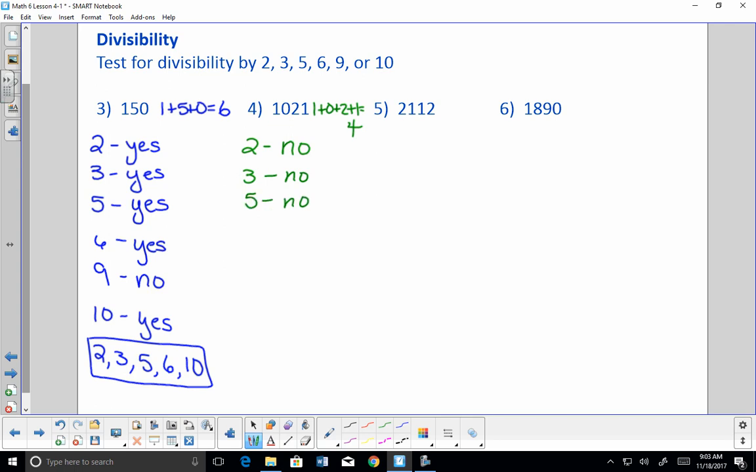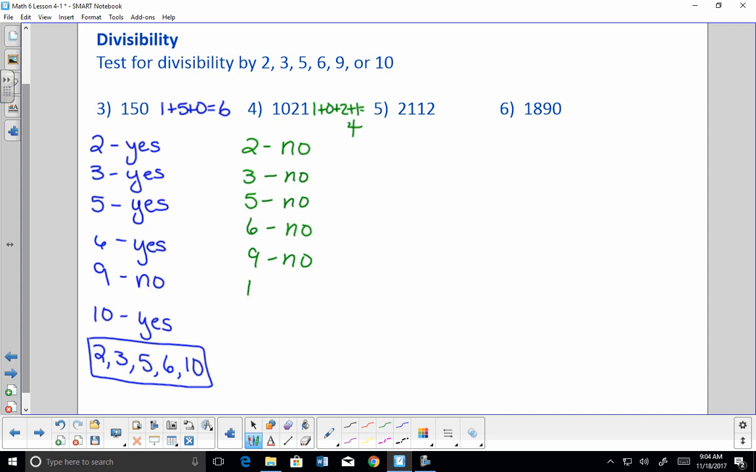It is not divisible by 2 and 3, so it is not divisible by 6. 1 plus 0 plus 2 plus 1 is not a multiple of 9, so it is not divisible by 9. And last but not least, it doesn't end in a 0, so it is not divisible by 10.